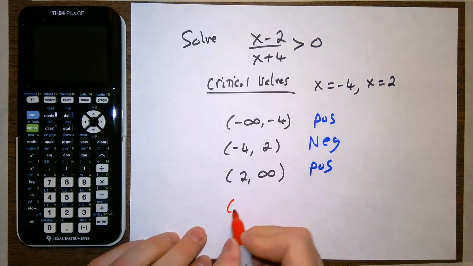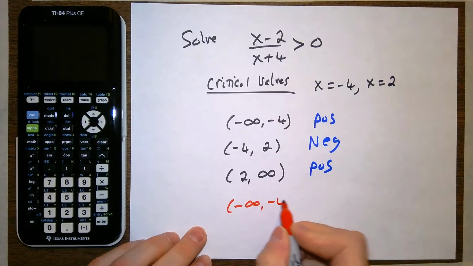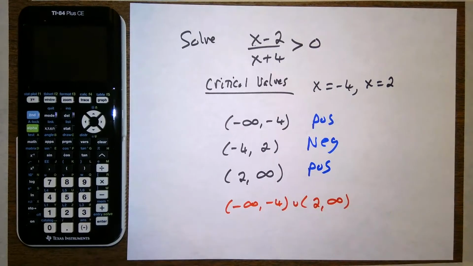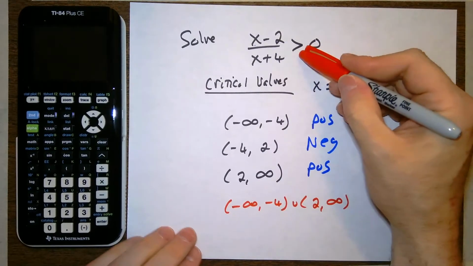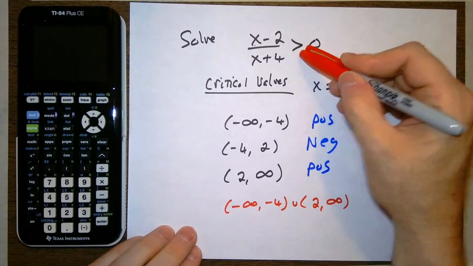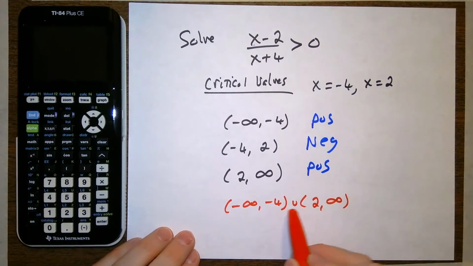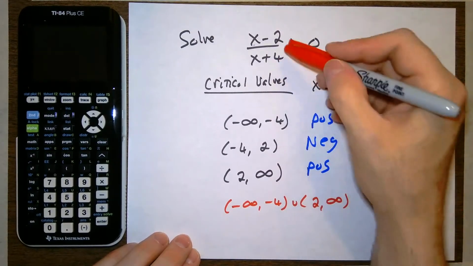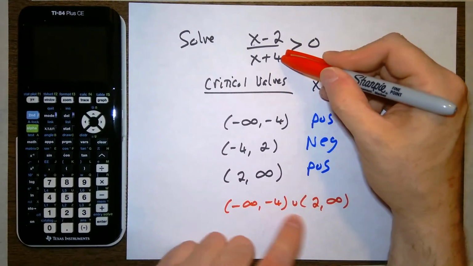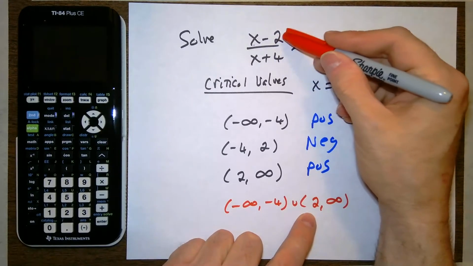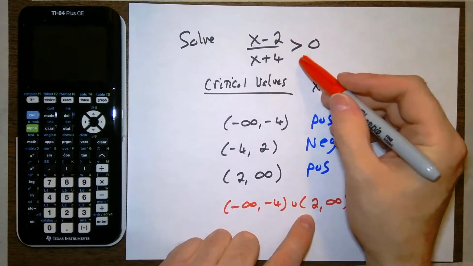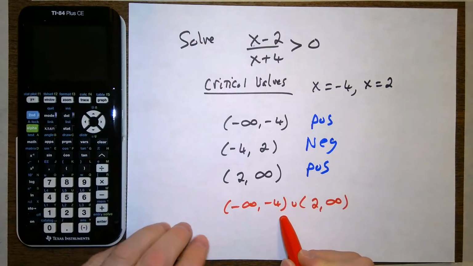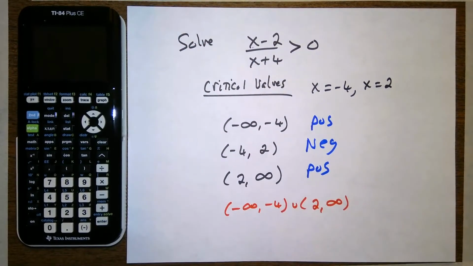So my final answer is going to be from negative infinity to negative 4, and then again from 2 to infinity. Now, if this had been greater than or equal to, I would change these to brackets, because at negative 4, it's not even defined. Well, actually, I couldn't put a bracket here for negative 4, but at 2 I could. It is defined at 2. It's 0 at 2. So if this had been greater than or equal to, this would still be a parenthesis, because at negative 4 it's not defined, but this would have become a bracket.